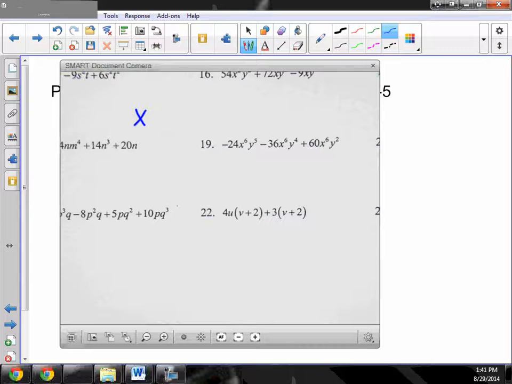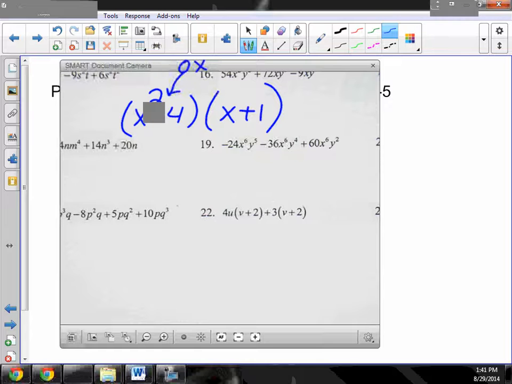If we had x squared minus 4 and x plus 1, how big would that box be? It's still a 3 by 2. How come? I have an x squared term, and really there's a 0x hiding inside that. Could I multiply it in a 2 by 2 box anyway? I could, but would my diagonals line up? No. But you could create a 2 by 2 box that works.